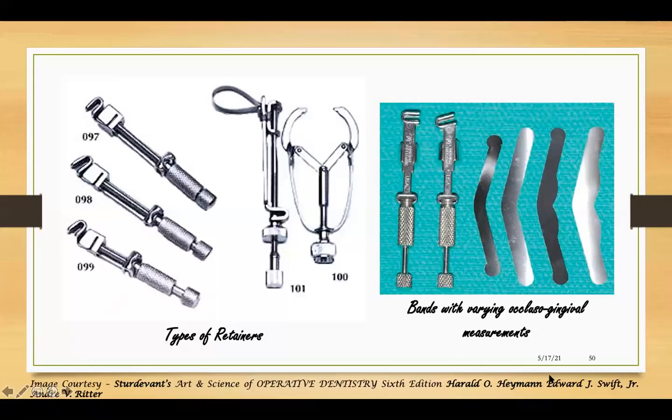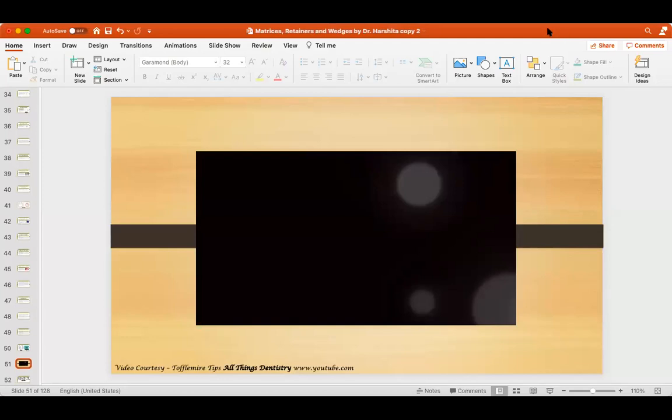Then these are the bands with varying occlusal gingival measurements. We have straight bands also. When you step to final year, we will ask you to use straight bands. Let's quickly go to this video and show.